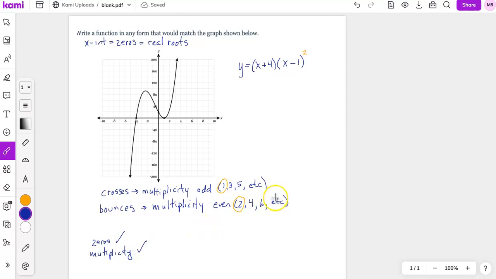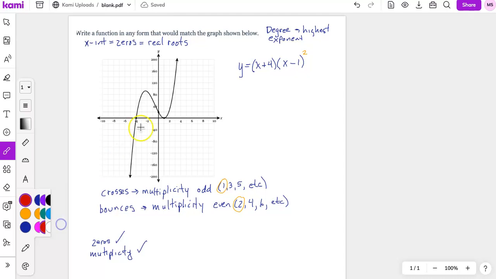Now the next thing we're going to do is check that our end behavior is right. If we look at our function, when you're in factored form, you have to add up the exponents to get the degree. If you remember degree from Algebra 2, the degree is the highest exponent, but that's only if you're in standard form. Now, standard form means you have something like this.